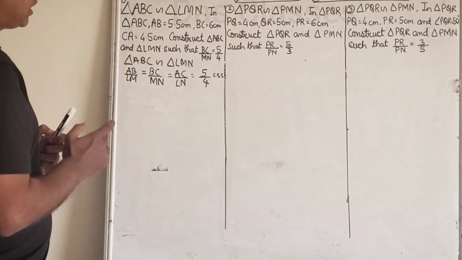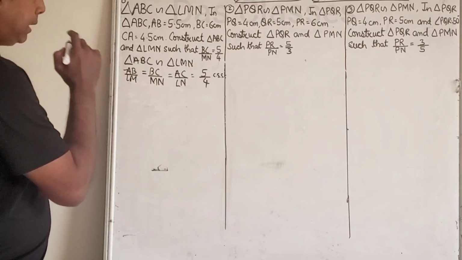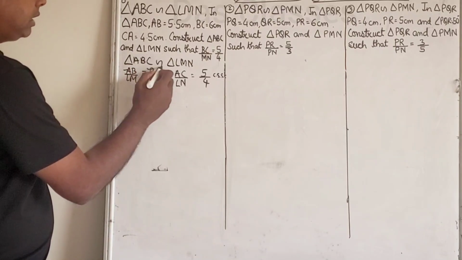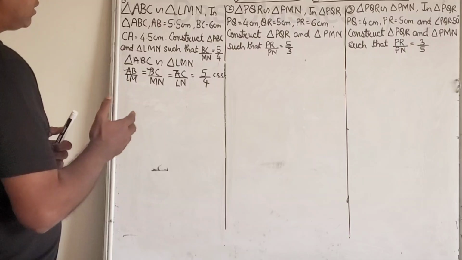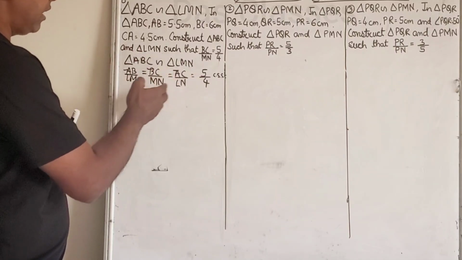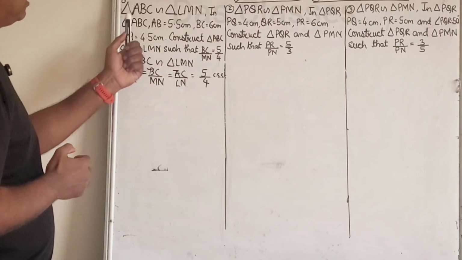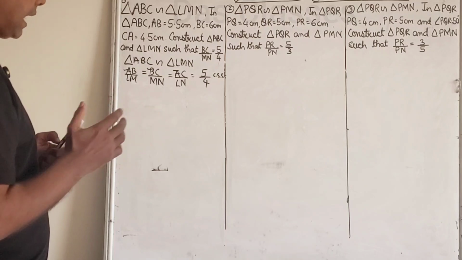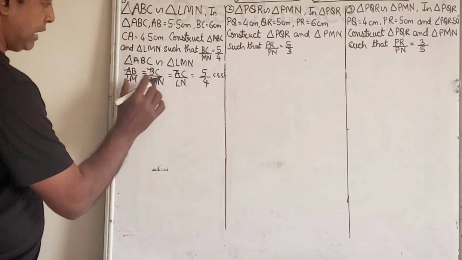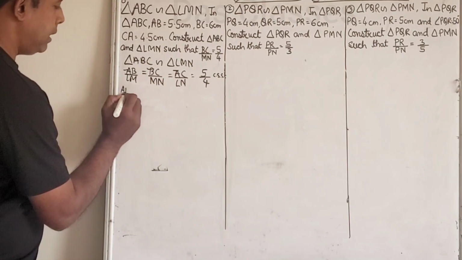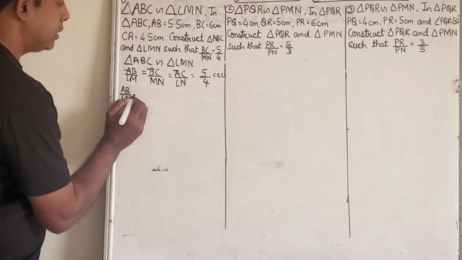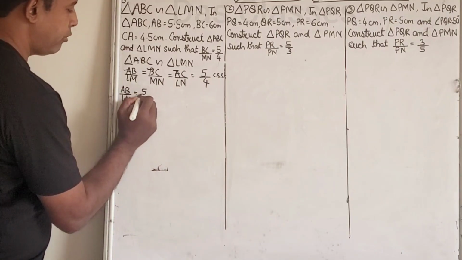Now some of the values are given to us. We have been given AB, BC and AC. As we know AB, BC and AC, we can find out LM, MN and LN of the other triangle. So let's calculate them one by one. We'll take each of the ratios: AB upon LM is equal to 5 upon 4.